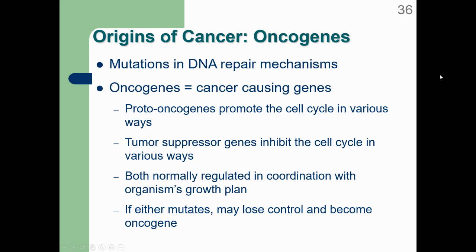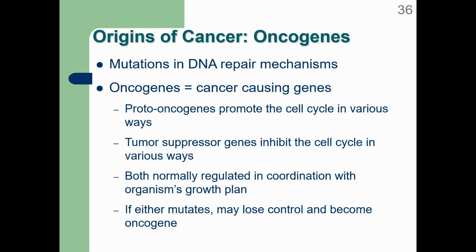So cancer, where does it come from? Well, some cancers are genetic. We have oncogenes. If we have a mutation in our DNA repair mechanisms, so we have these processes that can repair, if we have an error in our DNA replication, we can correct those errors. We can get a mutation in the part of the DNA that codes for that. Oncogenes are cancer-causing genes. So proto-oncogenes, these are genes that promote the cell cycle. Tumor suppressor genes inhibit the cell cycle.